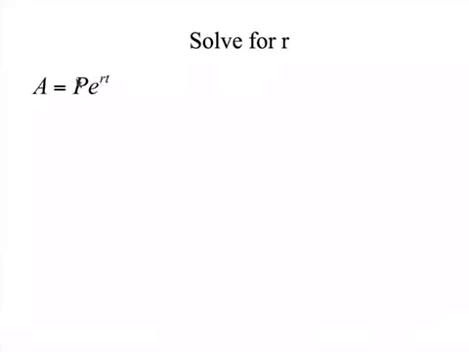First step is let's get rid of p, the principal. So I am going to divide both sides by p. That disappears. So I have A over P is equal to e to the rt.